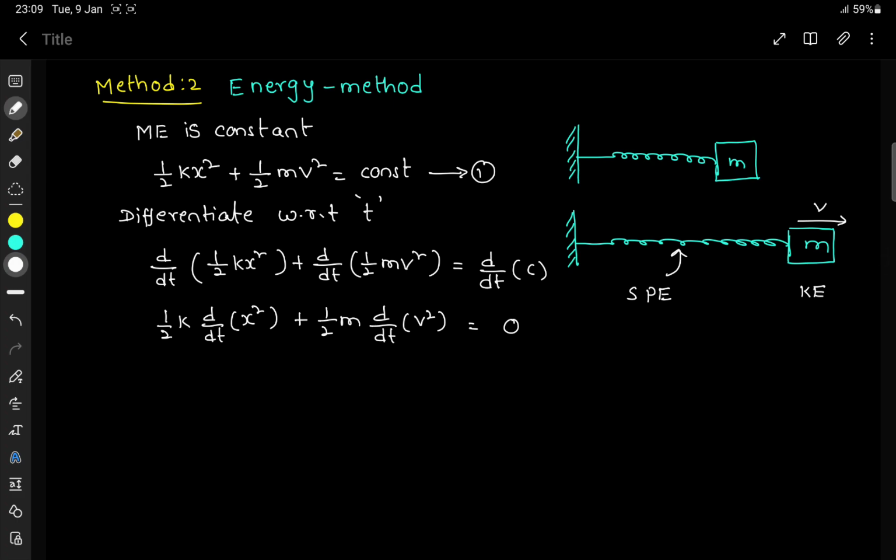Now here we have to understand one more thing. Suppose dy by dx means you are differentiating y with respect to x, right?